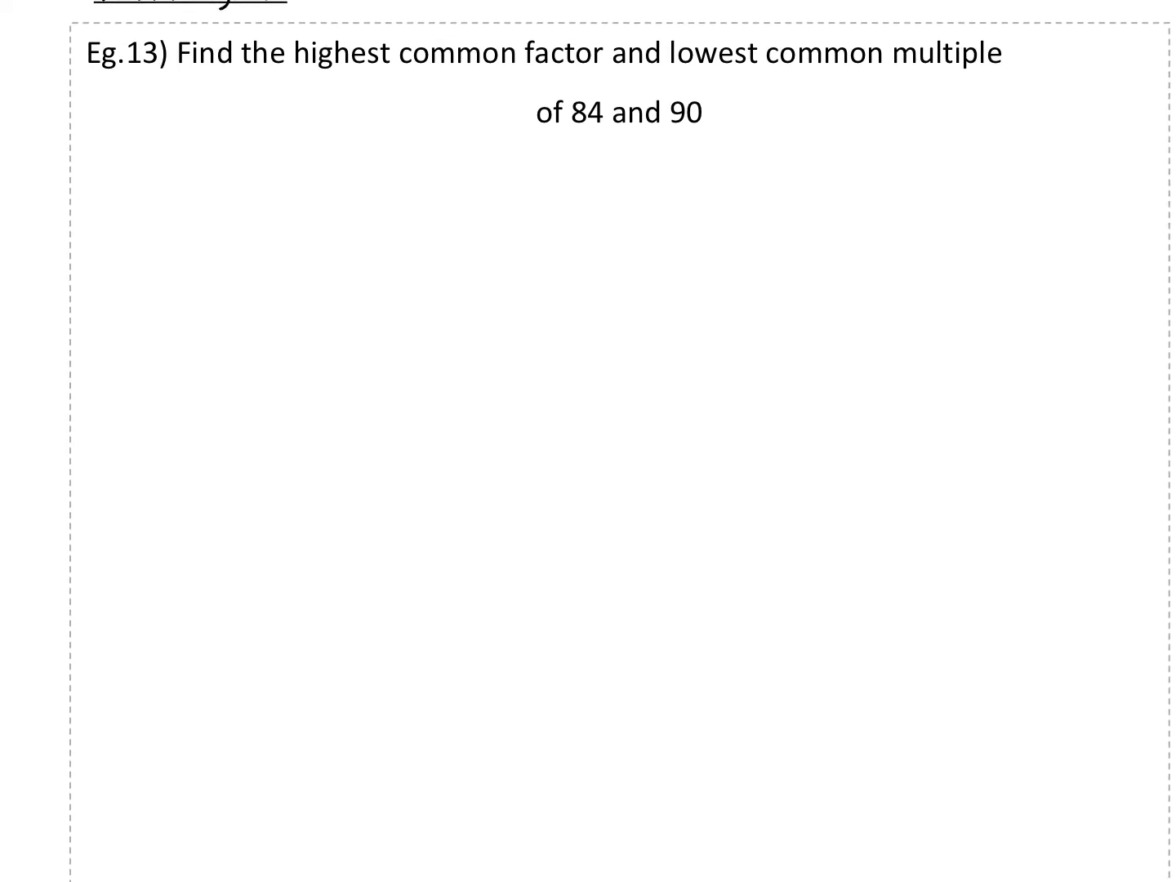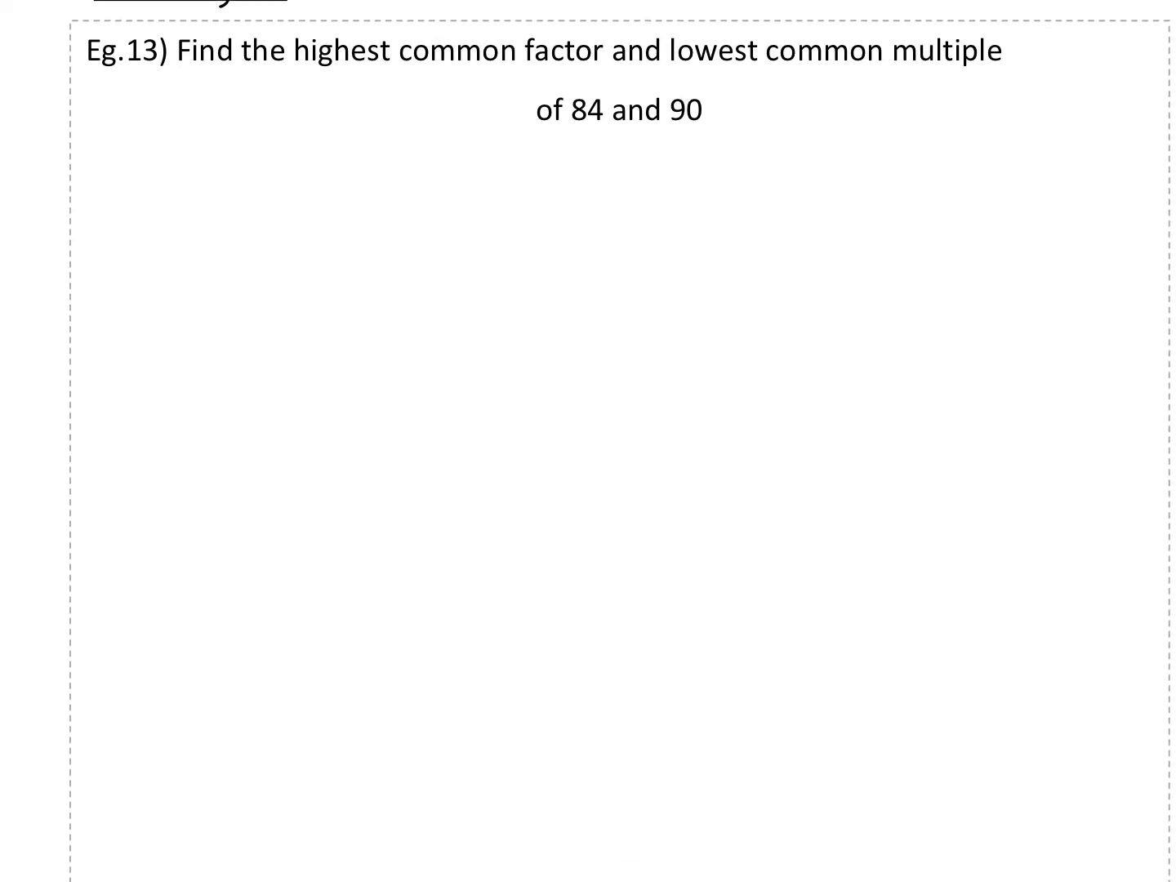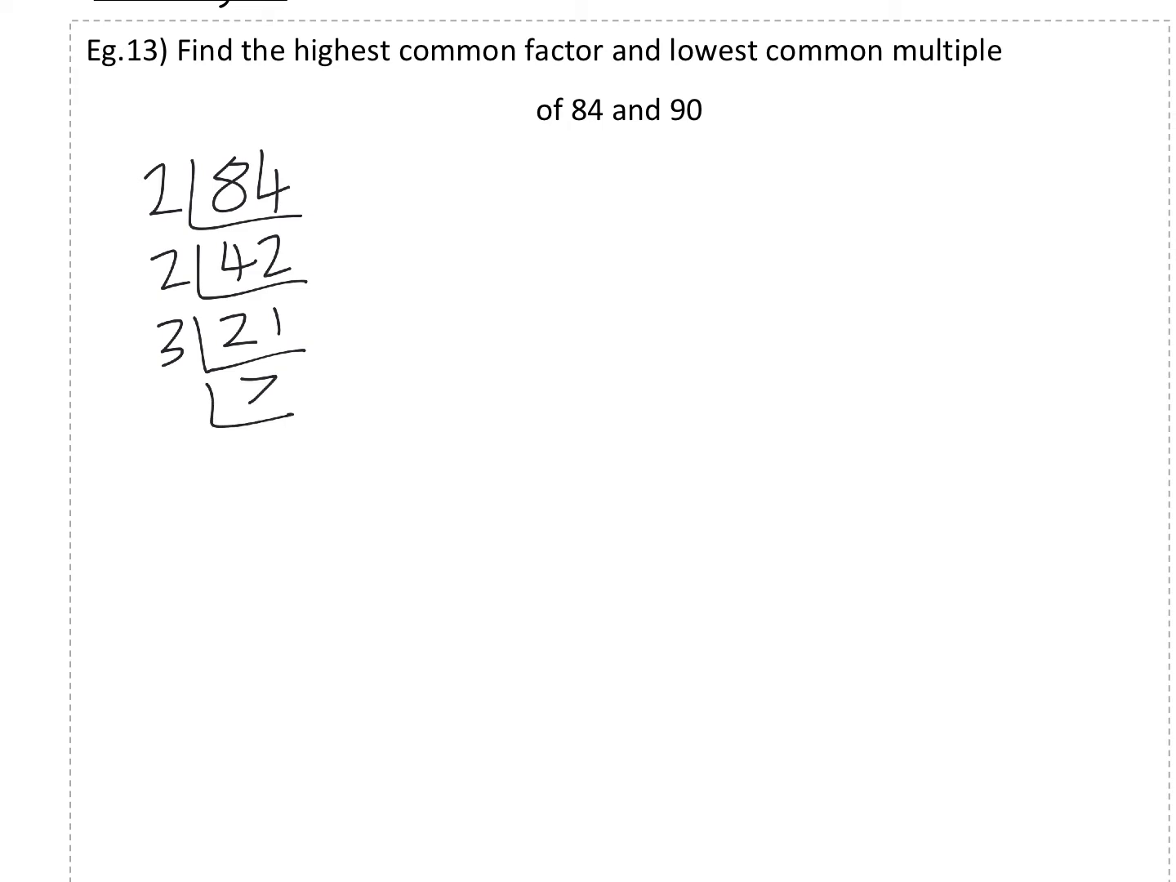So in example 13, we have to find the highest common factor and lowest common multiple of 84 and 90. So we get 84 and we write it as a product of its prime factors. Divide by 2, 42, divide by 2, 21, divide by 3, 7, and divide by 7, and I get 1. Do the same for 90.